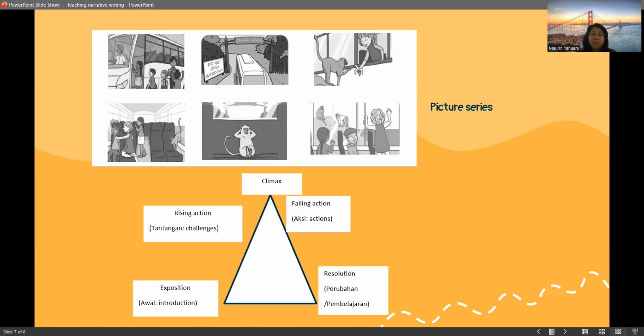Between A.T.A.P methodology and picture series, for the exposition or awal, you can use pictures 1 and 2 to describe the activities, the characters, and the setting. For tantangan or challenges, you can use pictures 3, 4, and 5 to describe the series of events which lead to the climax. And then for the following action, you can use picture 6 to give the solution and the resolution as well.